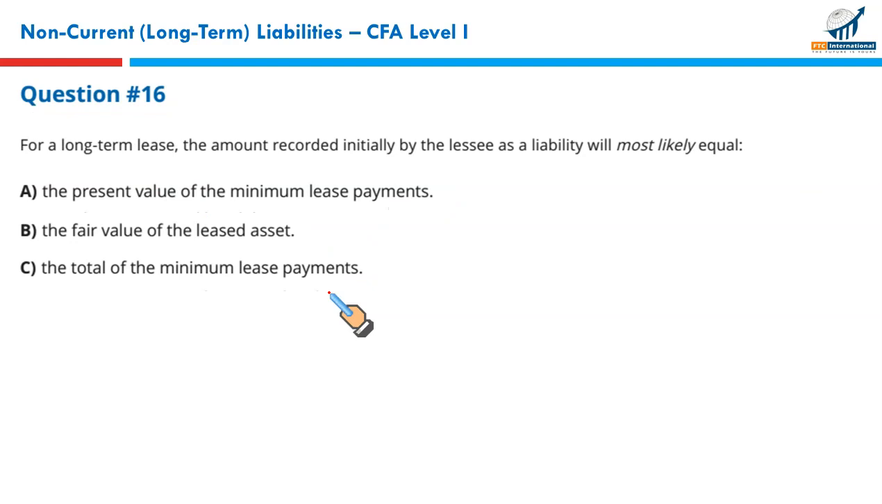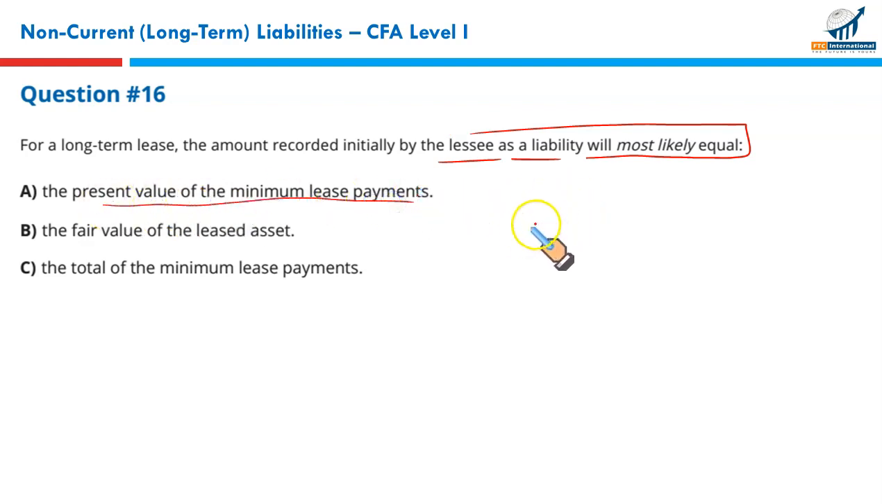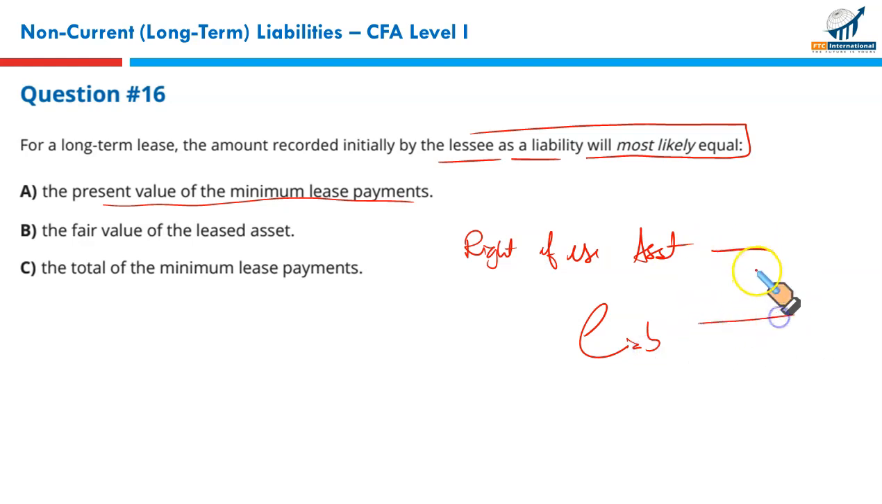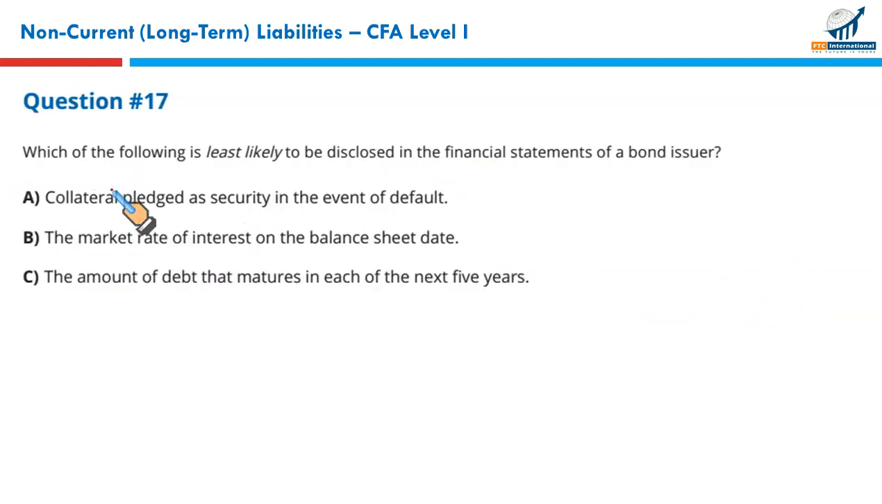Next, for a long-term lease, the amount recorded initially by the lessee as a liability will most likely be equal to what? I'm sure you people still remember. The liability is recorded at the present value of minimum lease obligations. The little change that has been brought about in 2019: instead of debiting the asset, we debit the right of use asset, and the liability under the lease is credited. And what is the amount with which we debit and credit? The present value of minimum lease payments. This is the same as for the previous leasing standard we have discussed. A is the right answer.